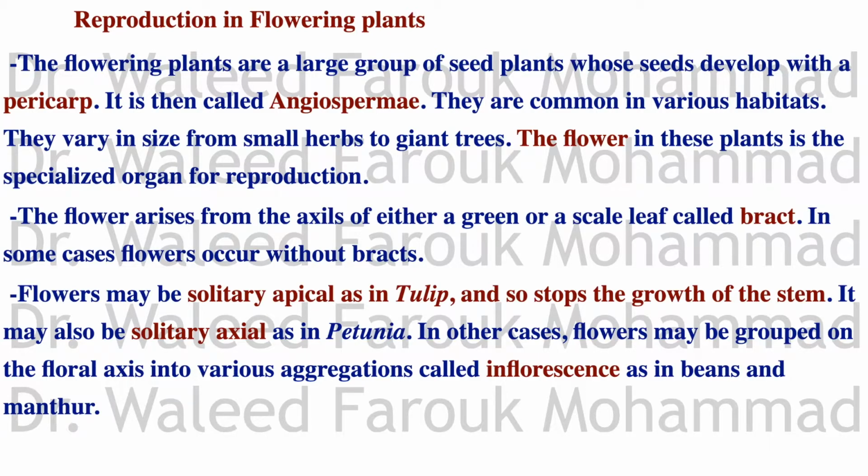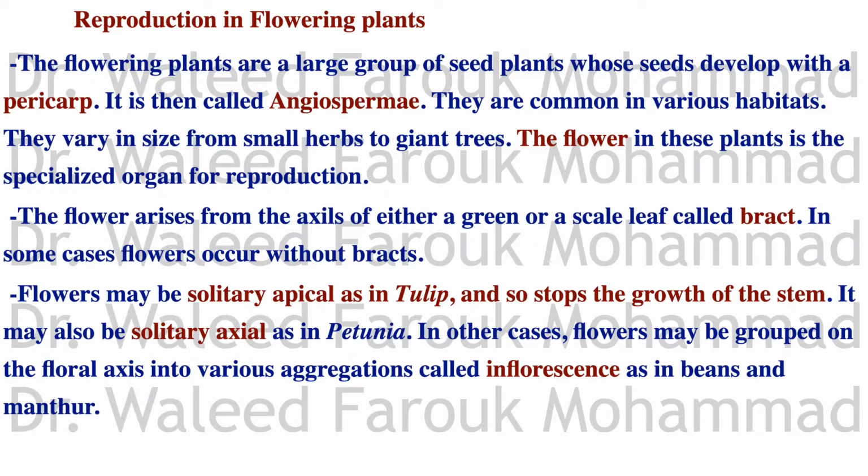Now the flower arises from the region called the axil. Axil اللي هو الإبط، يعني الإبط اللي بين الورقة، بين ورقة النبات والجذع اللي هي ماسكة فيه. الحتة دي بيسموها bract. Okay, so the flower arises from the axils of either a green or a scale leaf called bract. In some cases, the flowers come out without bracts.